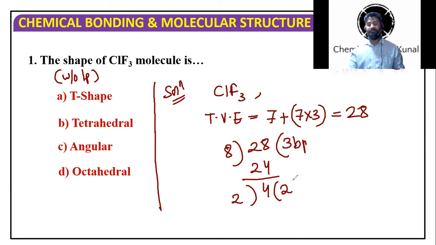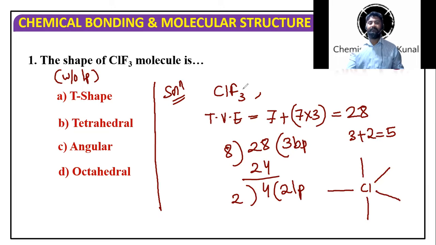3 bond pairs, 2 lone pairs. What is 3 plus 2? 5. 5 meaning trigonal bipyramidal. Chlorine in the center, 1 bond, 2 bond, 3 bond, 4 bond, 5 bond. Now, where should I put lone pairs? I should put lone pairs as many as possible onto 120-degree angles. What are the 120 angles we have? 120 angles are this one, this one, this one.